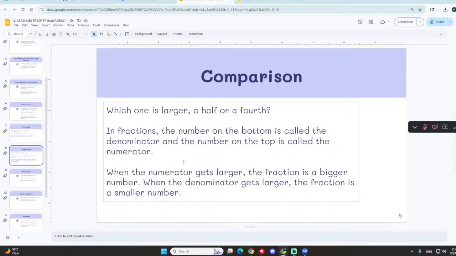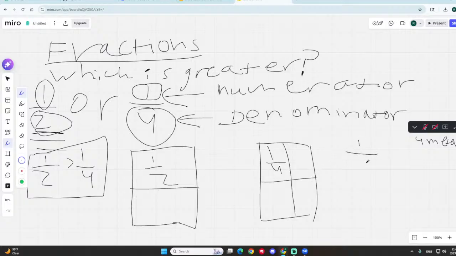So in fractions, the number on the bottom is called the denominator and the number on the top is called the numerator. If the numerator gets larger, the fraction is a bigger number. So let's say you have 1/4 and you have 3/4. Now we don't need to know what 3/4 represents. This is just an example. Okay, that's not a great way to explain it. Let me reword that. Ignore what I just said.